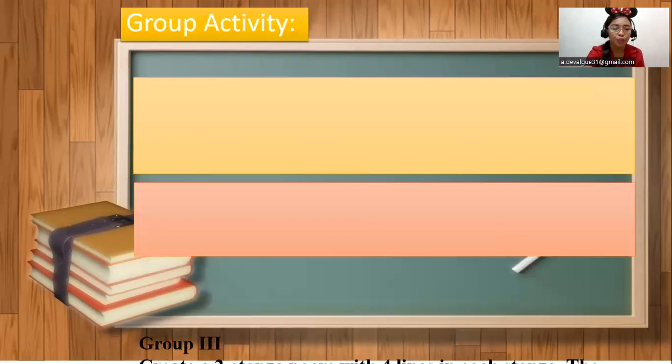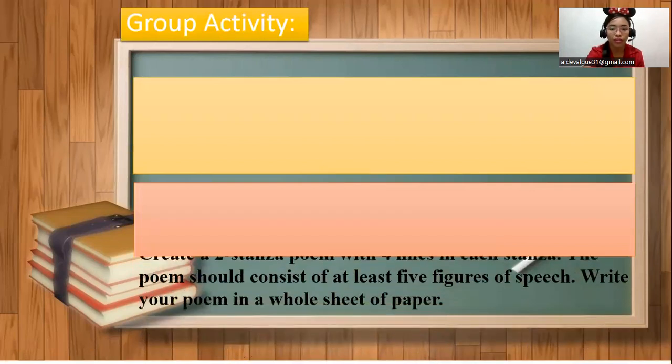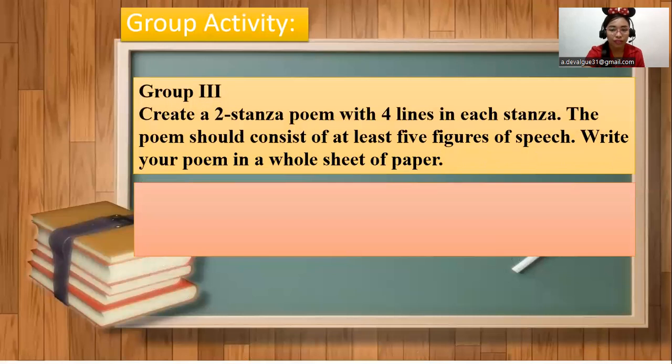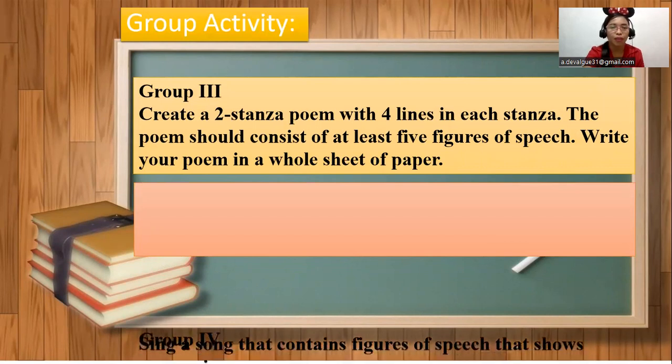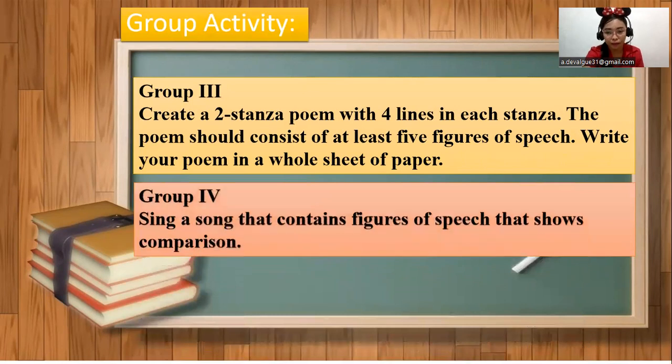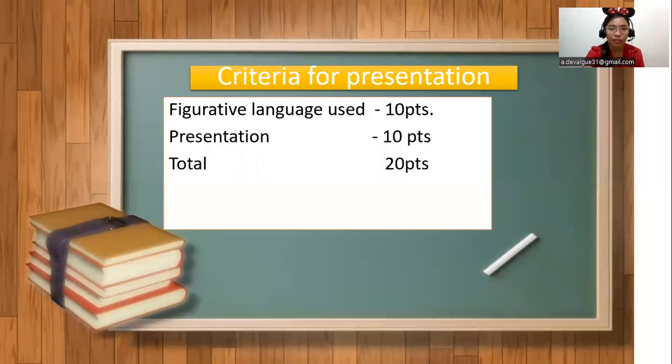For group number three, you're going to create a two-stanza poem with 4 lines in each stanza. So the poem should consist of at least 5 figures of speech. And you're going to write your poem in a whole sheet of paper. And for the last group, you're going to sing a song that contains figures of speech that show comparison.